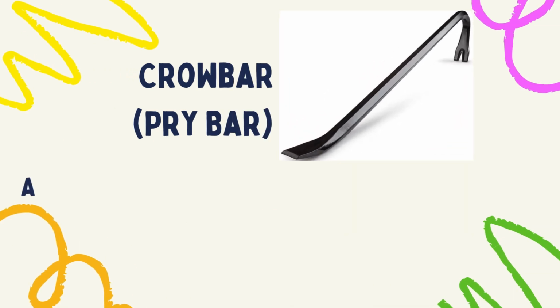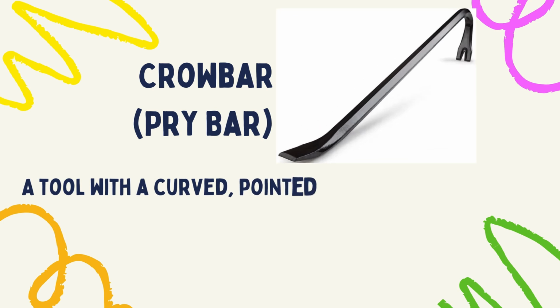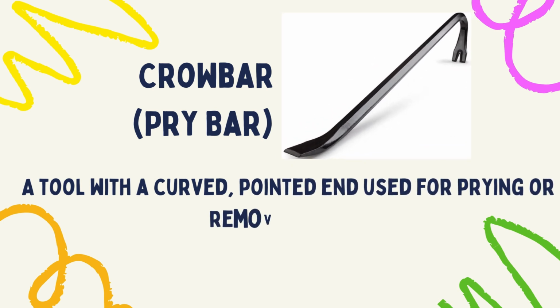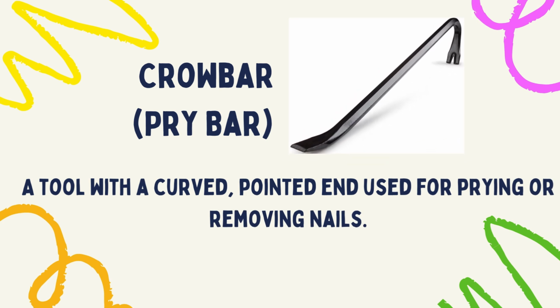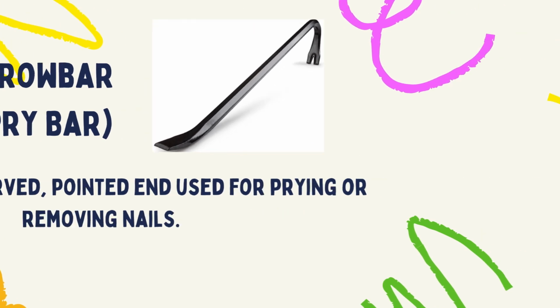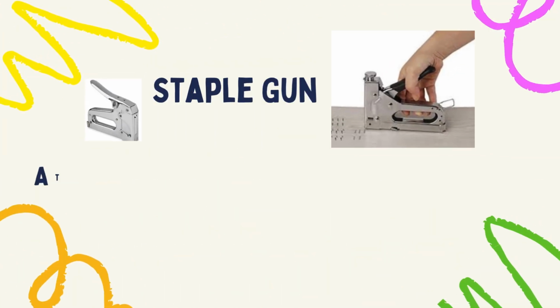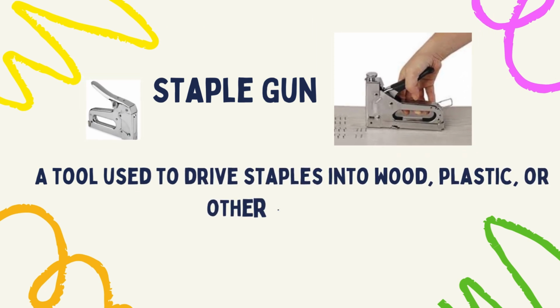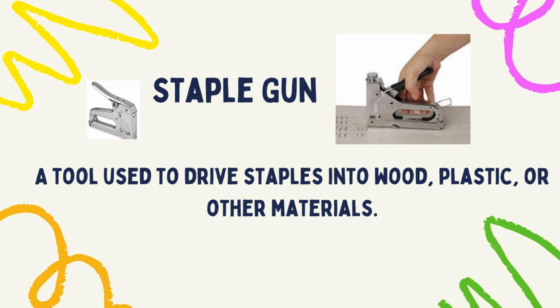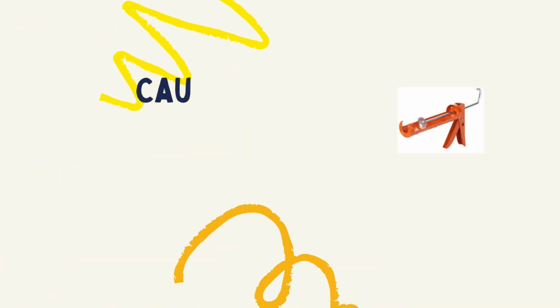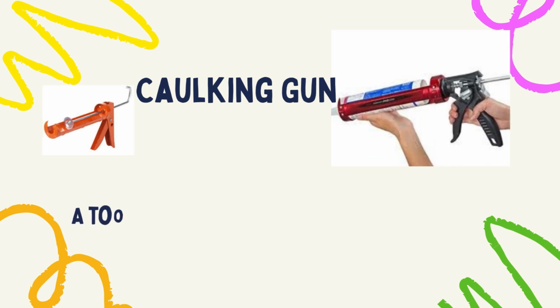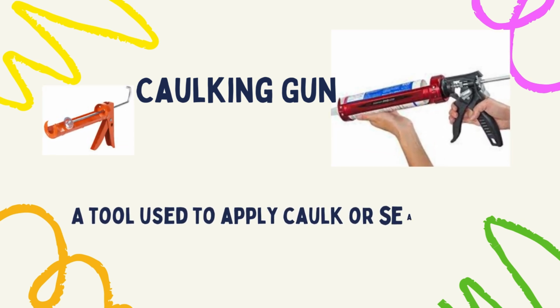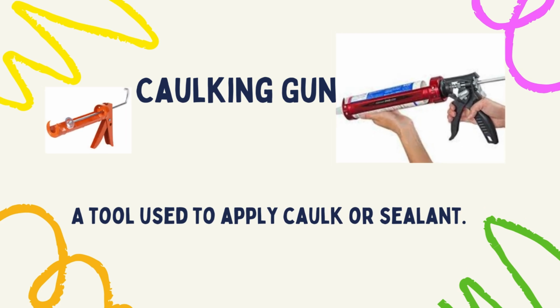Crowbar, pry bar. A tool with a curved, pointed end used for prying or removing nails. Staple gun. A tool used to drive staples into wood, plastic, or other materials. Caulking gun. A tool used to apply caulk or sealant.